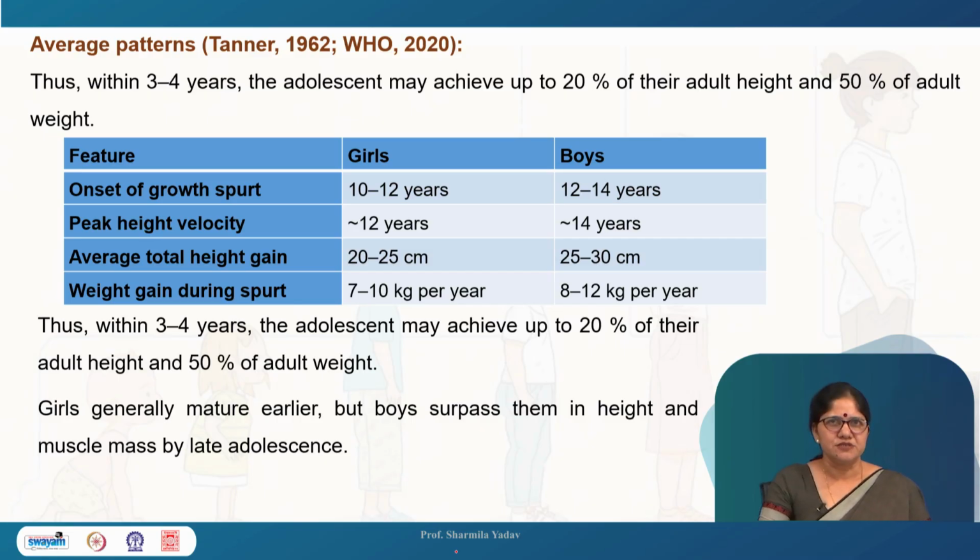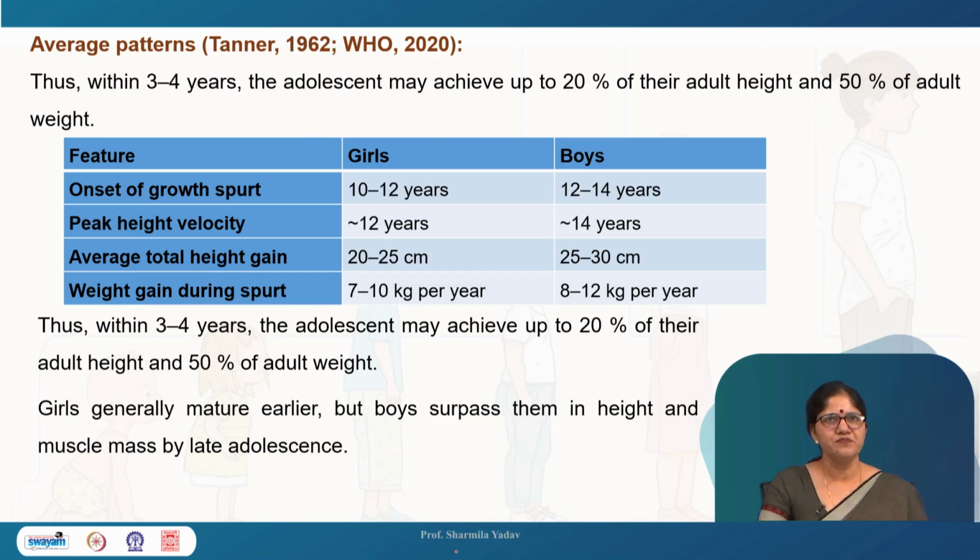Average patterns according to WHO Tanner 1962, we can see the patterns through a table. Thus, within 3 to 4 years, the adolescent may achieve up to 20% of their adult height and 50% of adult weight. What are the features? They vary in girls and boys.